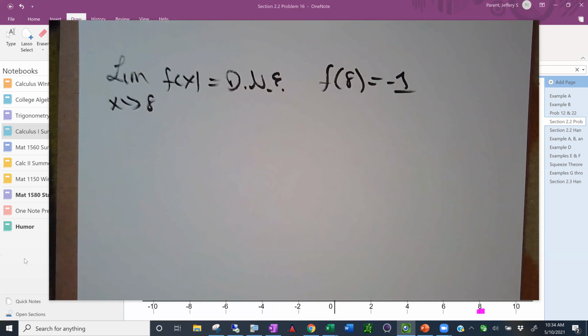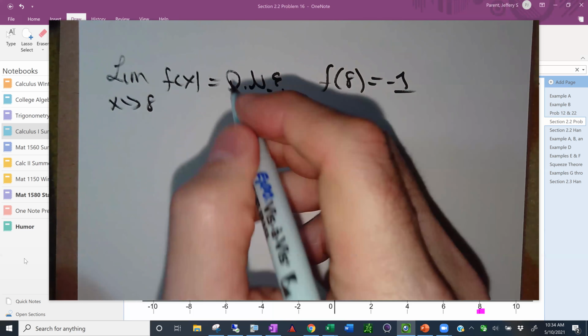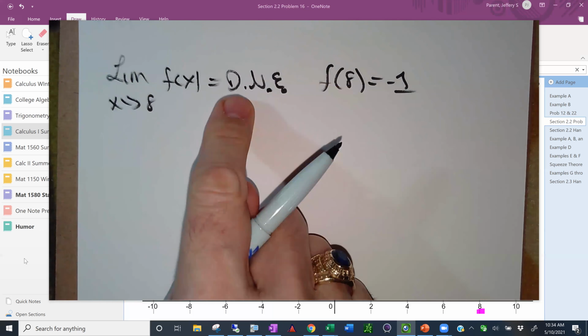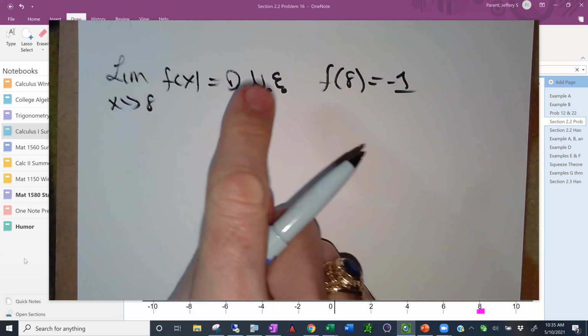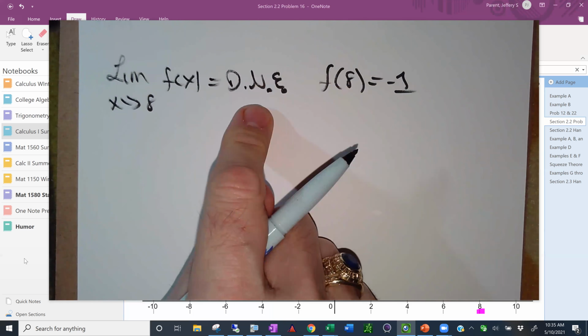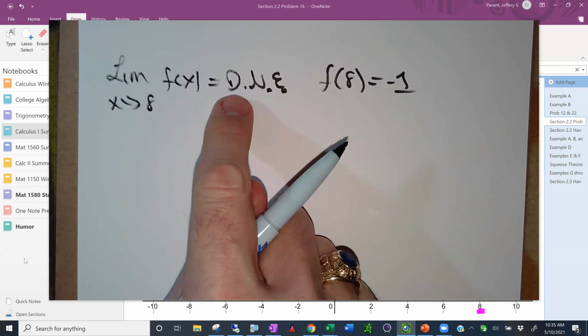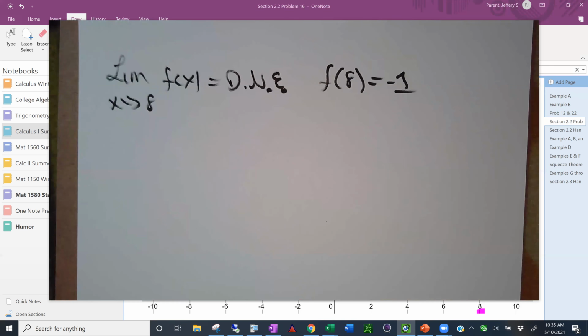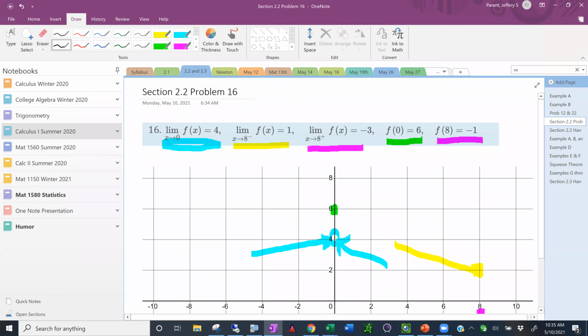Thank you. Could you explain the difference between does not exist and undefined? It's not a huge difference. But in order for a limit to exist, the limit from the left and the limit from the right have to be equal. If that's not true, then the limit is said not to exist. Undefined just means that there's a hole in your graph, that the value of the function is just not said.